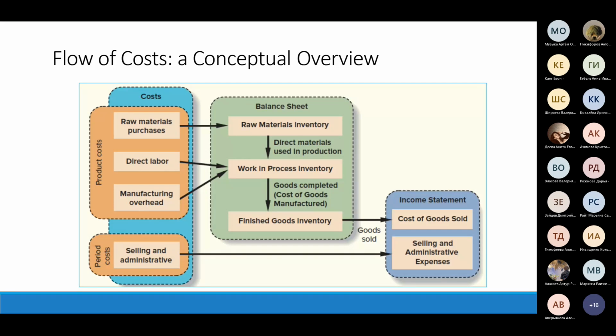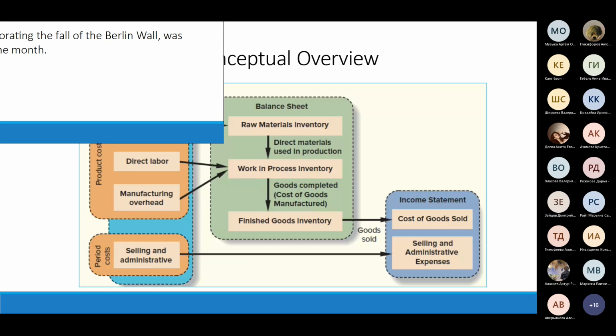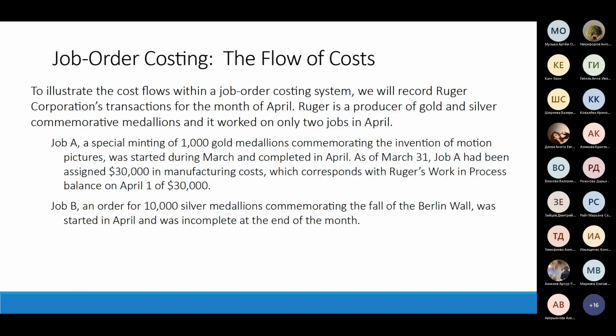How this system converts into the job order costing. So the job order costing is using the same principal scheme, but of course details are a bit different because of the specificity of the method. Then let's take some example to illustrate the cost flow.